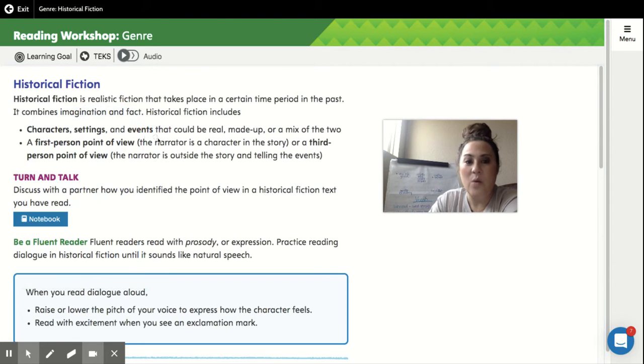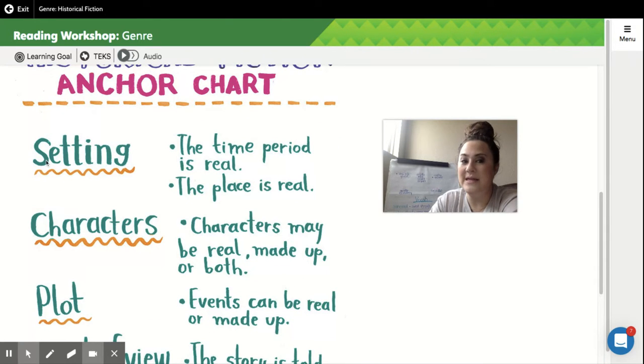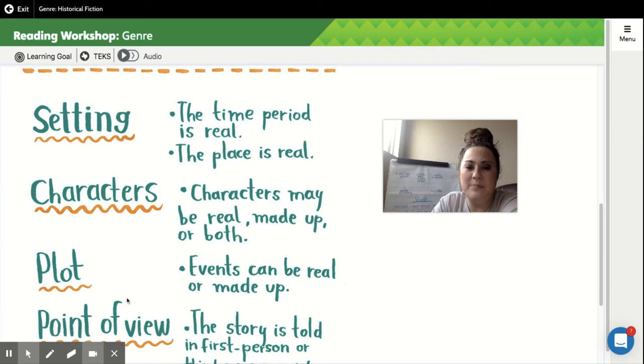All right, we know that it includes a setting. So the time period is real and the place is real. These are not going to be made up. The characters can be both real and made up. We can read a historical fiction story about George Washington. We know that he was a real person, but maybe in the story, the people that he encounters were not real people. There's going to be a plot. Those are events that can be real or made up. They're what makes the story exciting.